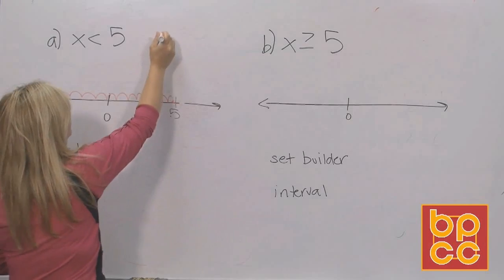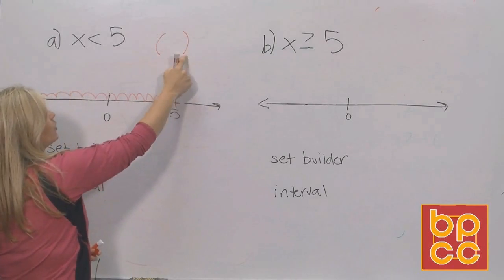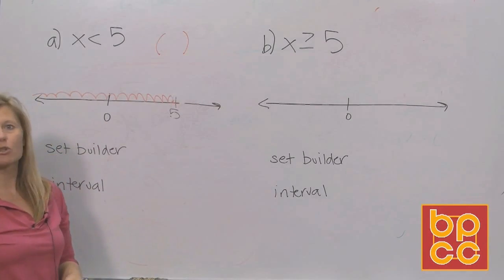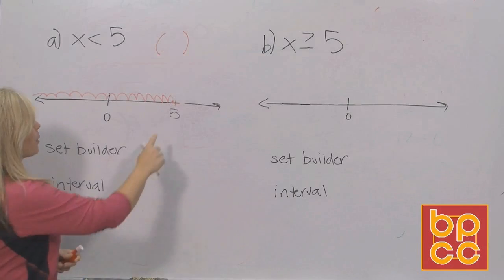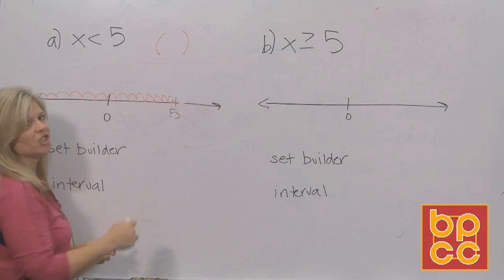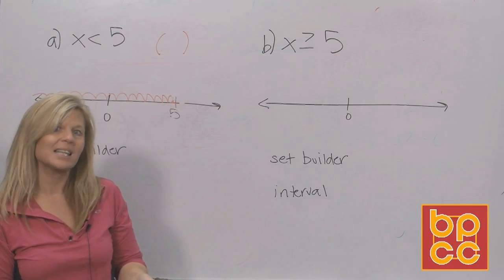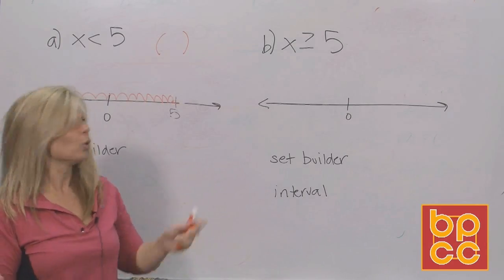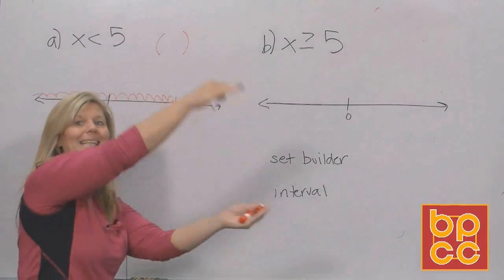Now, you can write a parenthesis in either direction. It matters which one you put. You're going to put a parenthesis on 5 that faces the shading. You can think back to the 80s to the game Pac-Man. Your symbol, the parenthesis, wants to eat the shading.